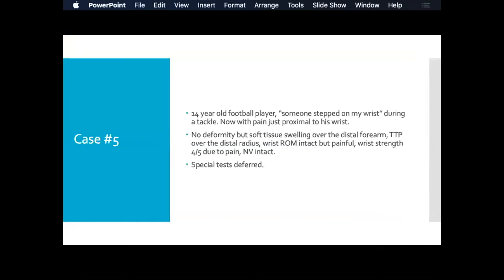14-year-old football player. Someone stepped on my wrist during a tackle, now with pain just proximal to the wrist. So no deformity, but it's got some soft tissue swelling over the distal forearm, tenderness to palpation over the distal radius. The wrist range of motion is intact but painful, and wrist strength 4 out of 5 due to pain. They're vascularly intact, and you're not cruel, so you don't do any special tests.